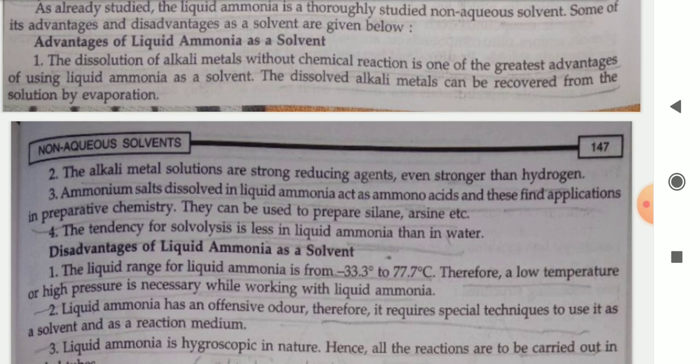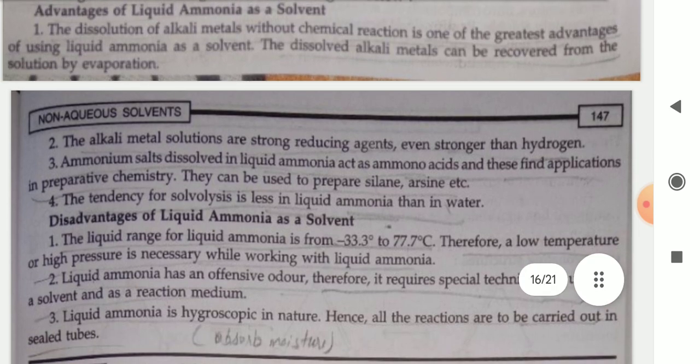Disadvantages of liquid ammonia as a solvent. The liquid range for liquid ammonia is from minus 33.3 to minus 77.7 degrees Celsius. Therefore, a low temperature or high pressure is necessary while working with liquid ammonia. Second, liquid ammonia has an offensive odor, therefore it requires special techniques to use it as a solvent and as a reaction medium. Third, liquid ammonia is hygroscopic in nature and hence all the reactions are to be carried out in a sealed tube.